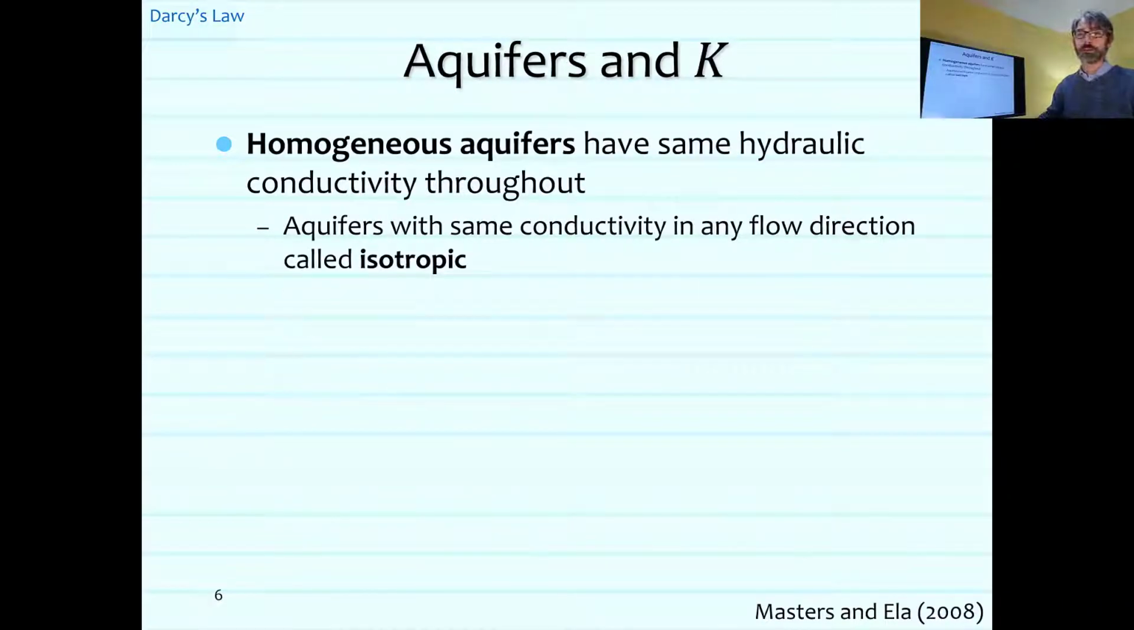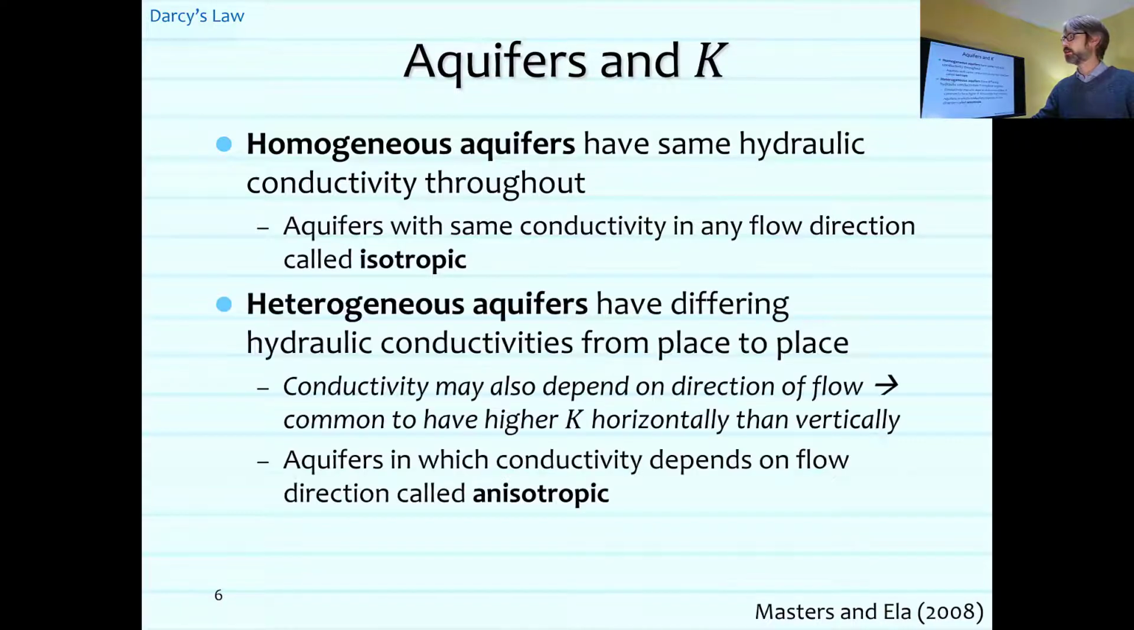A few important definitions are here. The first is that homogeneous aquifers have the same hydraulic conductivity throughout them. Aquifers with the same conductivity in any flow direction are called isotropic. Heterogeneous aquifers have differing hydraulic conductivities from one place to another in the aquifer.